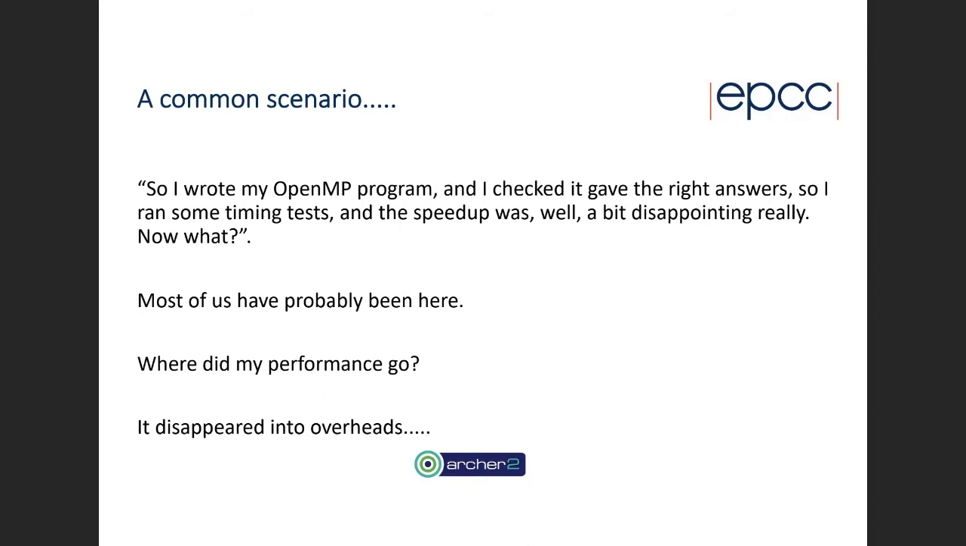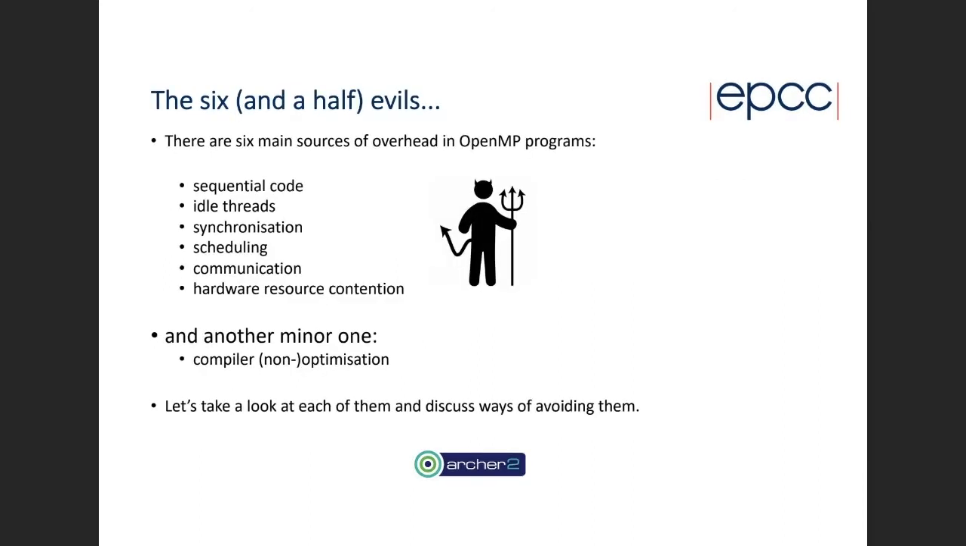The way I like to think about it is that it's disappeared into overheads of one sort or another. So I'd like to think about what types of overhead we can have, and these are the 6.5 evils. You can really think about overhead in OpenMP programs as falling into one of 6 main categories, which are sequential code, idle threads, synchronization, scheduling, communication, and hardware resource contention. There's also an extra half, which is to do with the compiler not optimizing properly, which I'll mention very briefly at the end. So what I want to do is to look through each of these and discuss what they are and how you can try and fix them.